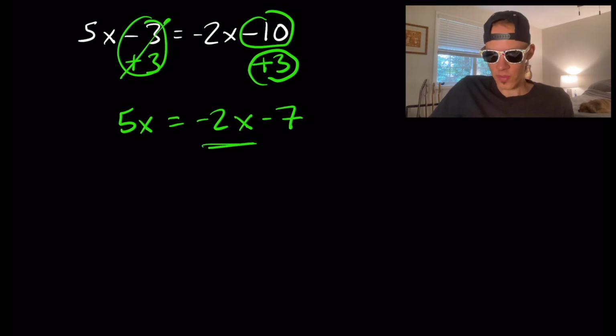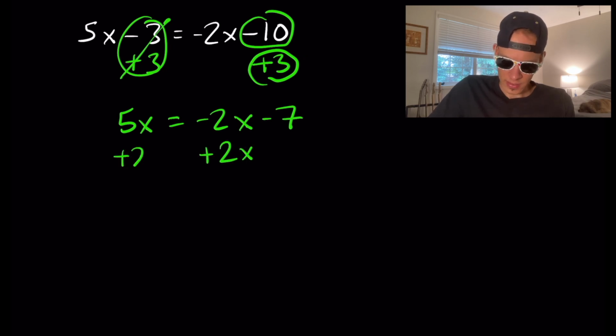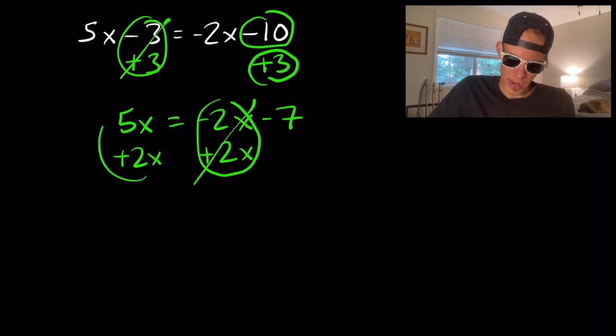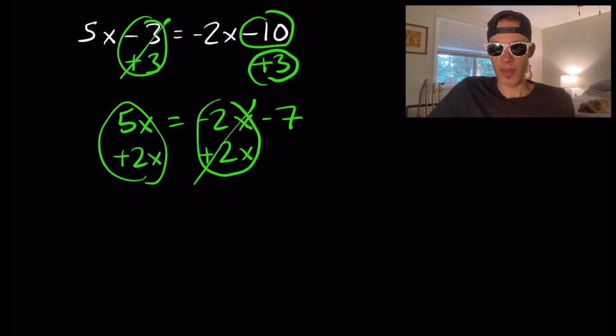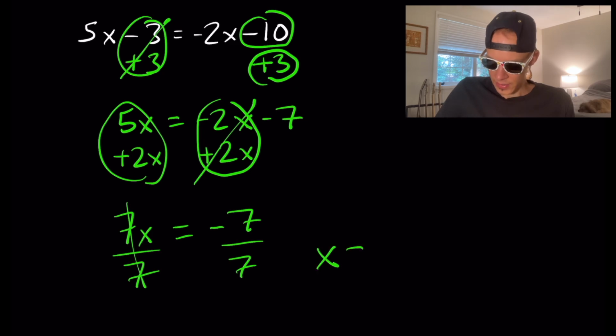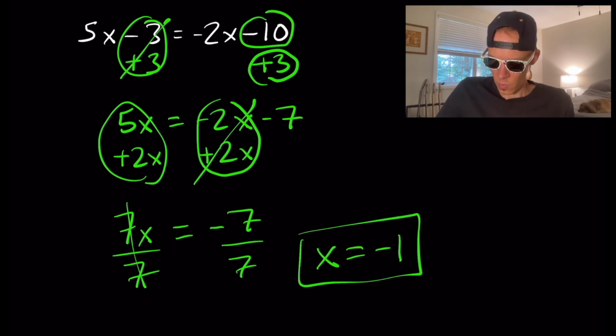And then I want to move this negative 2x over to the left side so I can combine it with that 5x. So I'll just add 2x to both sides. These will cancel over here on the right side because we don't want it there anymore. And now I can combine them here on the left side. So 5x plus 2x is going to be 7x. We'll set that equal to negative 7. I'll divide both sides by 7. And we'll get x is equal to negative 1.